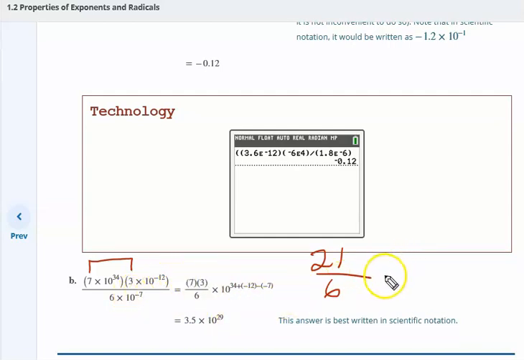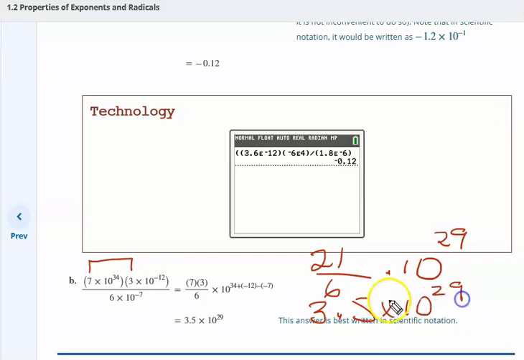So we end up with this times 10 to the 29th power, adding it all here. This becomes 3.5, or 7 thirds, 3.5 times 10 to the 29th. Wow. Okay, but you'll have some practice with this and hopefully a review.